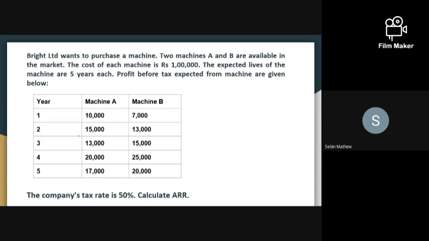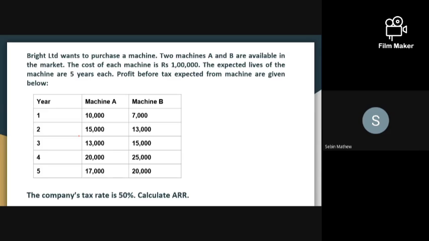The profit before tax expected from the machines is given. So the profit before tax is given for machine A and also for machine B. The 5 years' values are given. The company's tax rate is 50%. Calculate ARR.